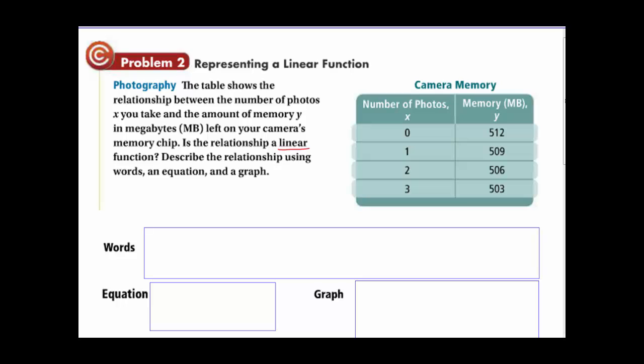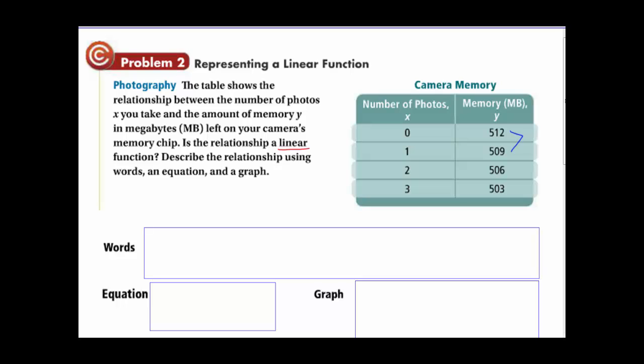Problem number 2. The table over here shows the relationship between the number of photos x you take and the amount of memory in megabytes left on your camera's memory chip. So if we just think about this, what happens to the memory as we take pictures? Obviously, the more pictures you take, the memory is going to go down. So if we look at the table, is this a linear function? And then describe it in words and in the equation that we have. So we notice it starts at no photos, we have 512 megabytes, and then it is going down.